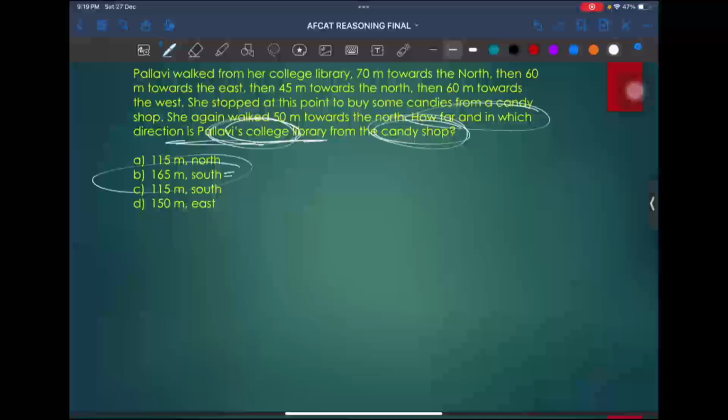So Pallavi walked from the college library. Let us assume this point is the college library, and she walks 70 meters towards north. From there, she turns and walks 60 meters towards east, this side. How much does Pallavi walk? It is 60 meters. From there, she walks 45 meters towards north.